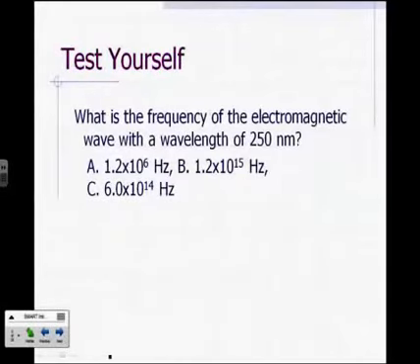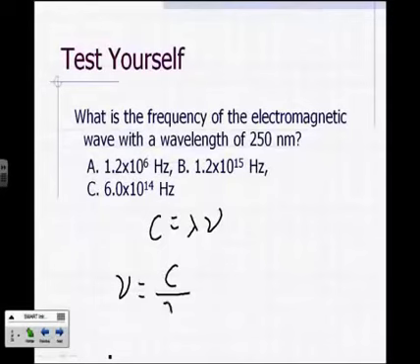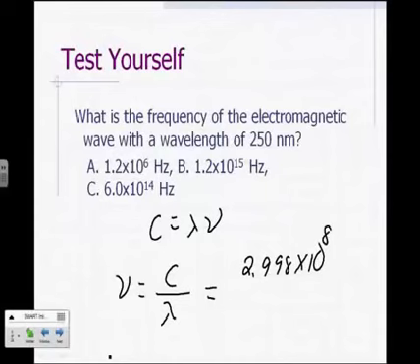So what's the frequency of an electromagnetic wave that has a wavelength of 250 nanometers? How would you solve for this? c is lambda nu, so nu is equal to c over lambda. What's the speed of light? 2.998 times 10 to the 8 meters per second. By the way, the speed of light is an exact number. It's defined to be an exact number now.